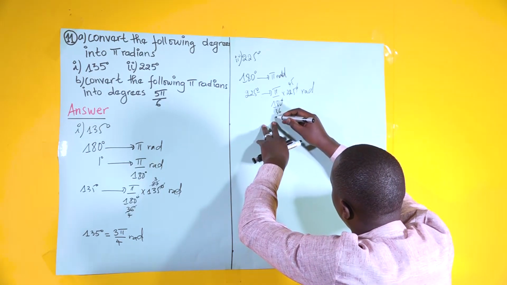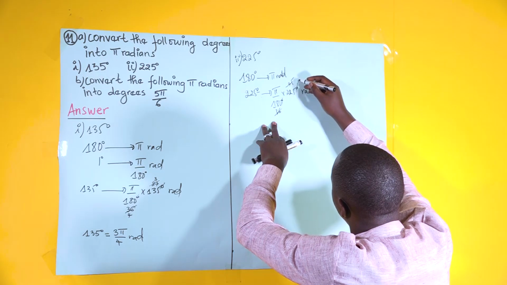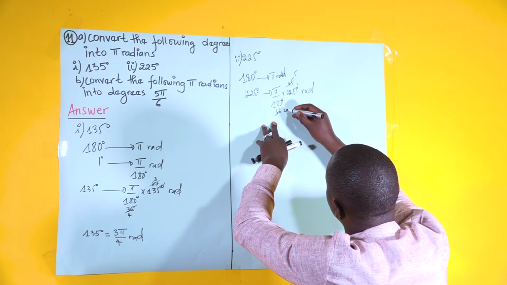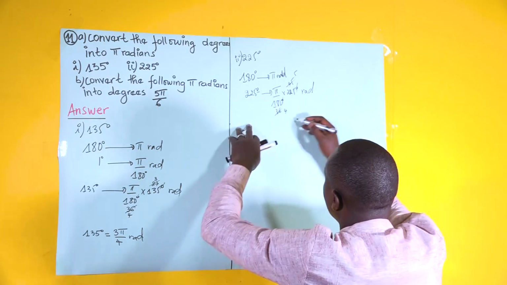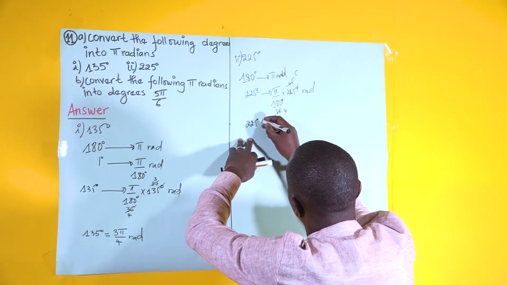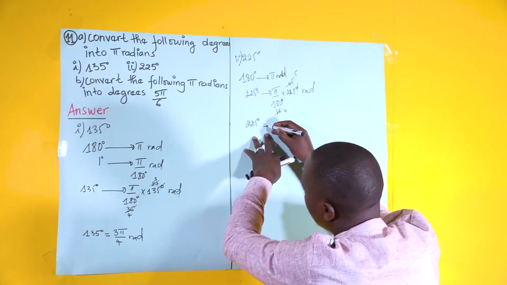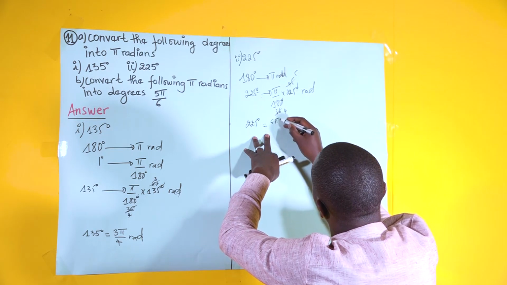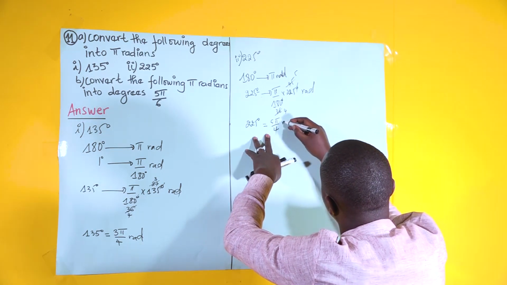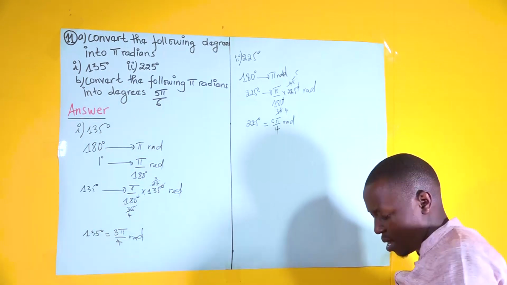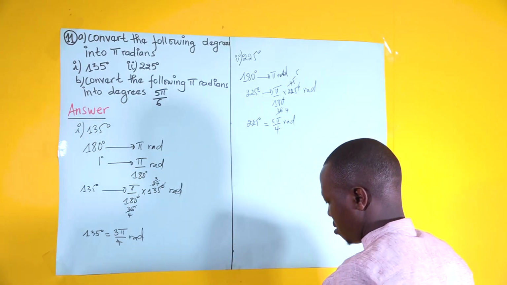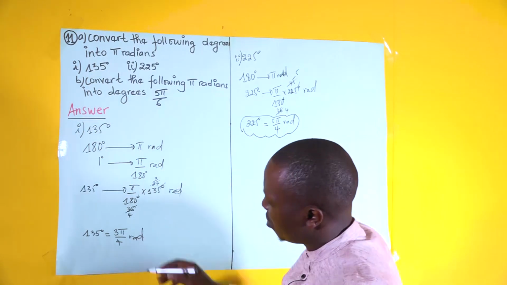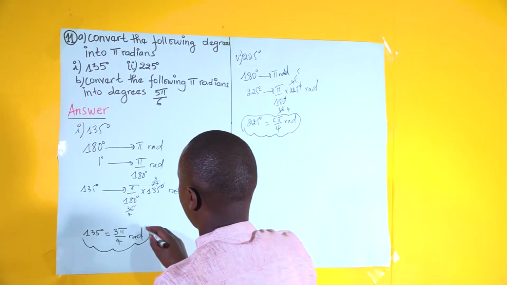Simplify by 9 here and by 9 here. By 9, this is 5, yes, up is 5, and down here it is 4. So it means 225 degrees equals 5 pi over 4 in radians. Alright, so these were the solutions for such questions.